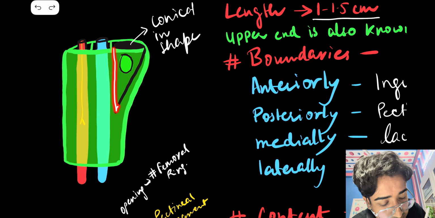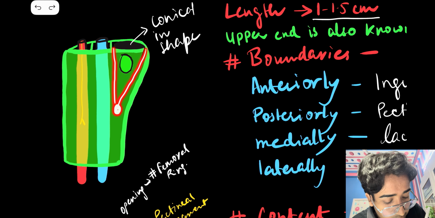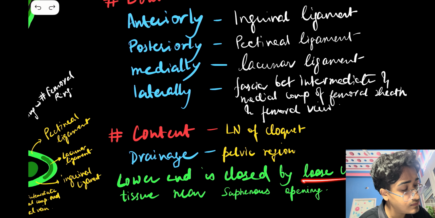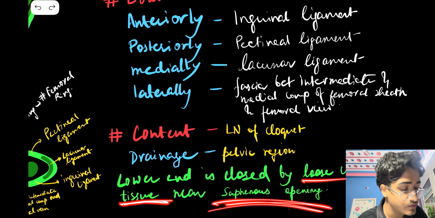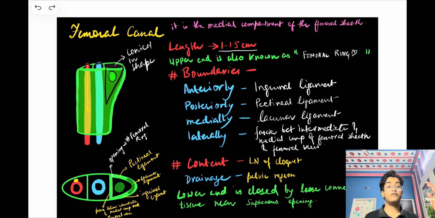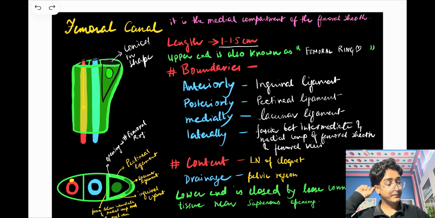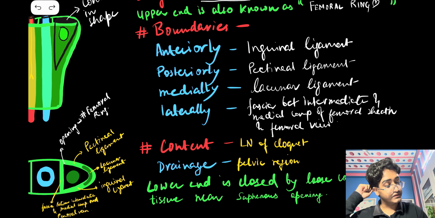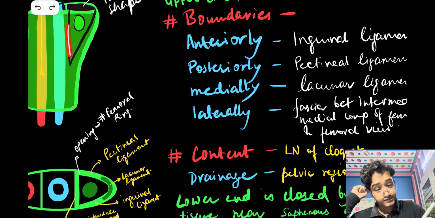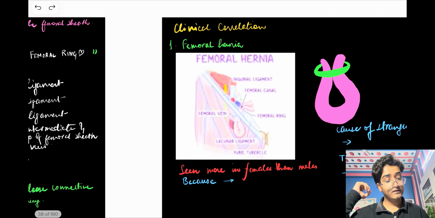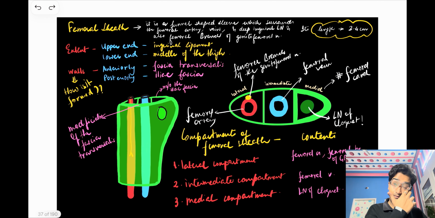And now it descends downwards and it is fused, it is closed, closed by the loose connective tissue near the saphenous opening. You remember the saphenous opening, from where the great saphenous vein drains into the femoral vein. So near the saphenous opening, this femoral canal gets closed with the help of loose connective tissue. Okay, so we are done with this femoral sheath and femoral canal.